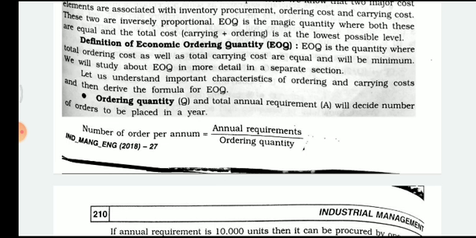First, ordering quantity Q and total annual requirement A will decide the number of orders to be placed in a year. First of all, Q is the order quantity, and the total annual requirement is A, which decides the number of orders placed in a year.